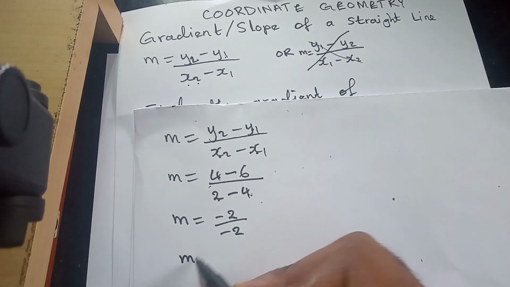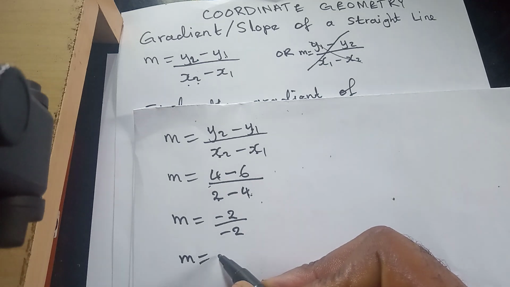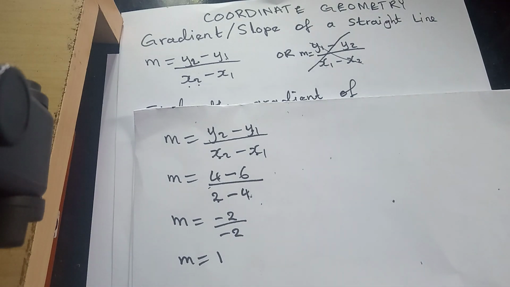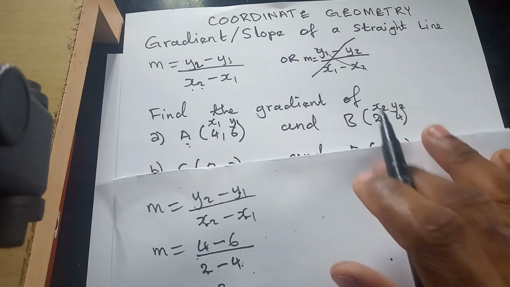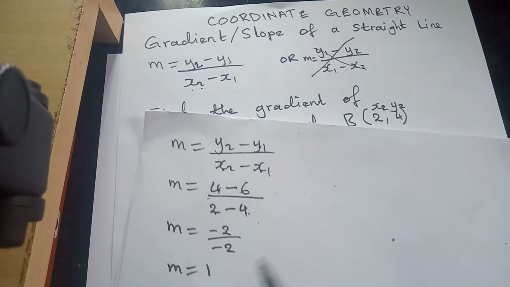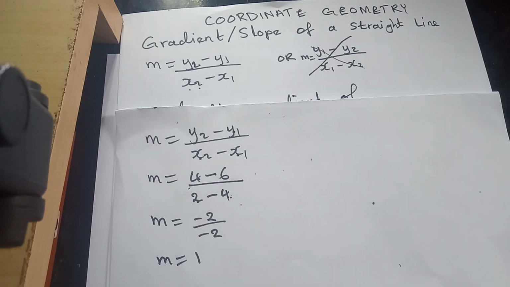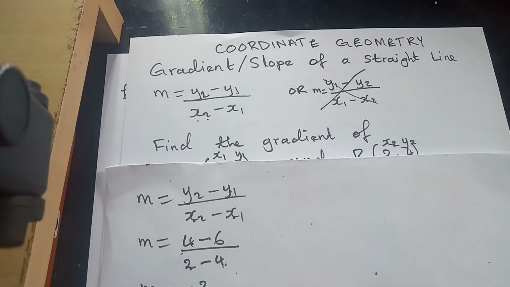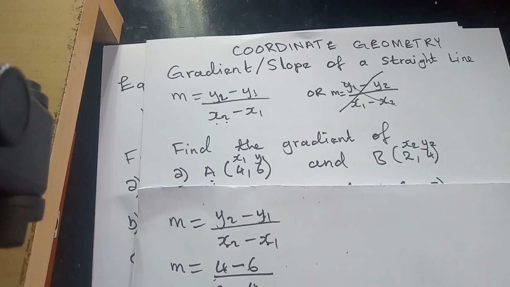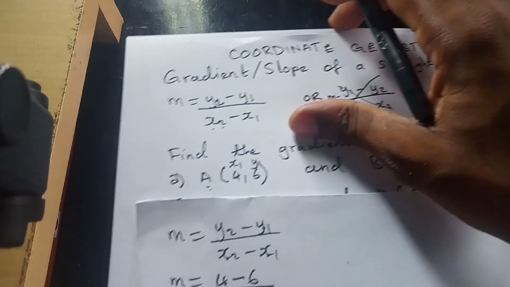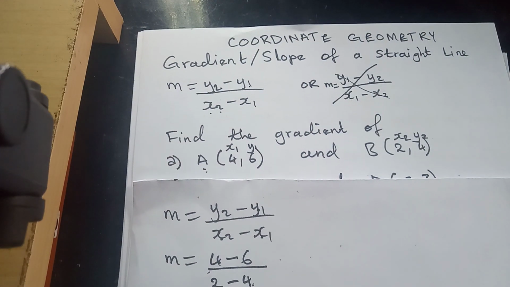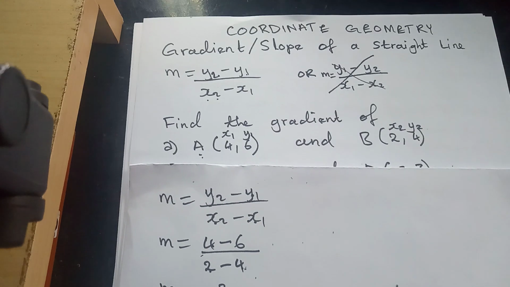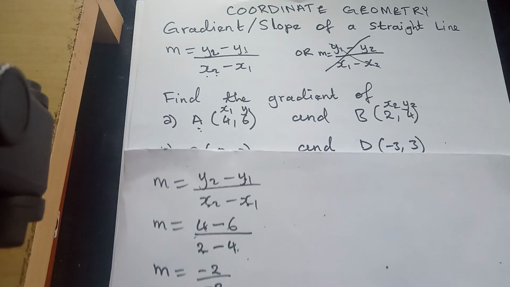So now when you divide these two numbers, you have a 1, which is positive. So that means our gradient for the points A and B is 1. This is how steep the line is. And by the way, we don't have units for the gradient because it is the ratio between the y coordinates and the x coordinates.